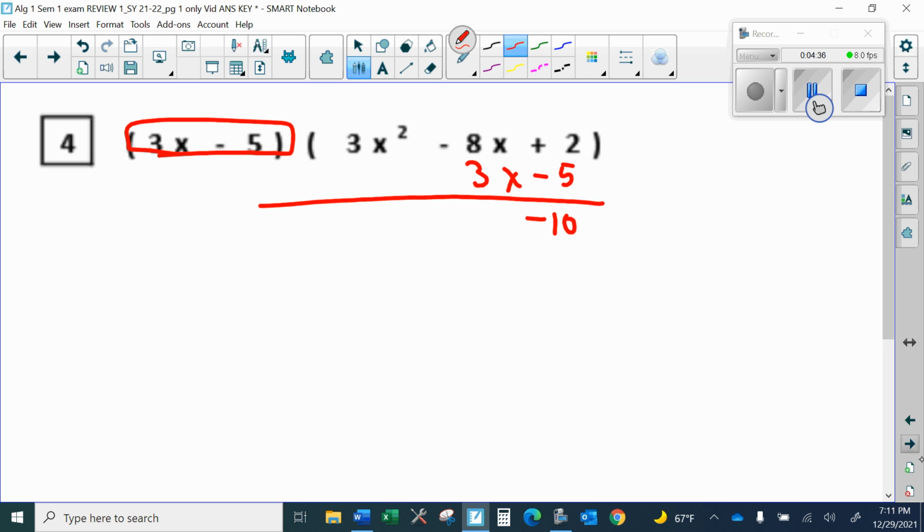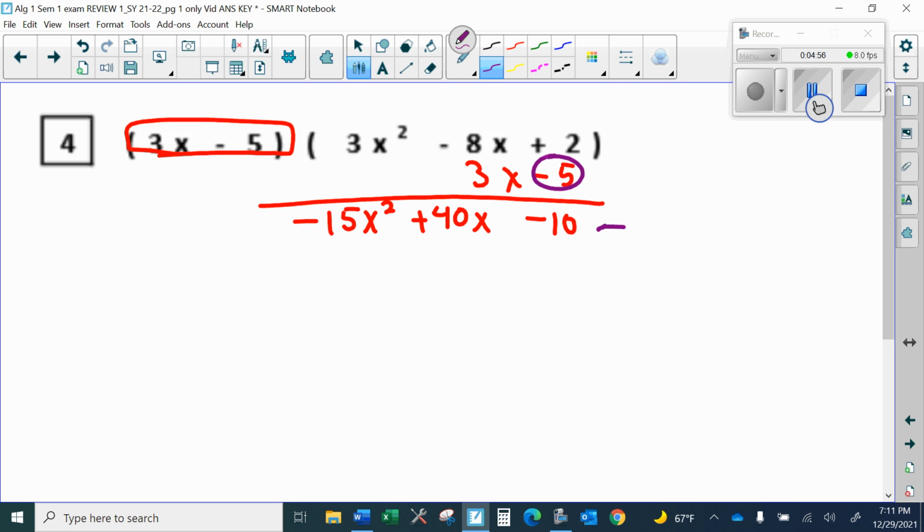Negative 5 times negative 8x is positive 40x. Always have the sign every time, plus or minus. Negative 5 times 3x squared is negative 15x squared. Now that's the first row. I just dealt with that one. That's the first one. That's those ones right there.